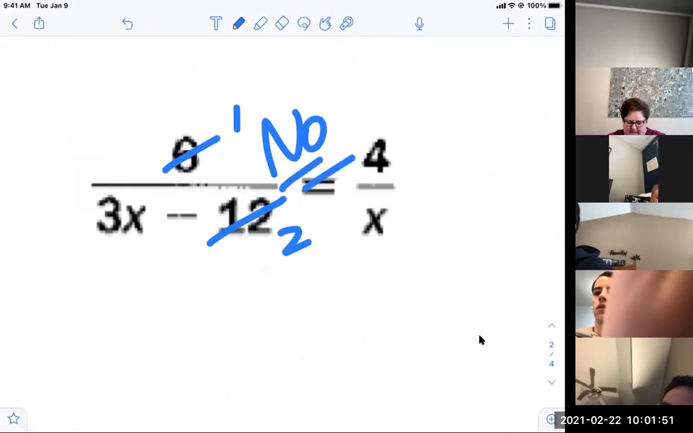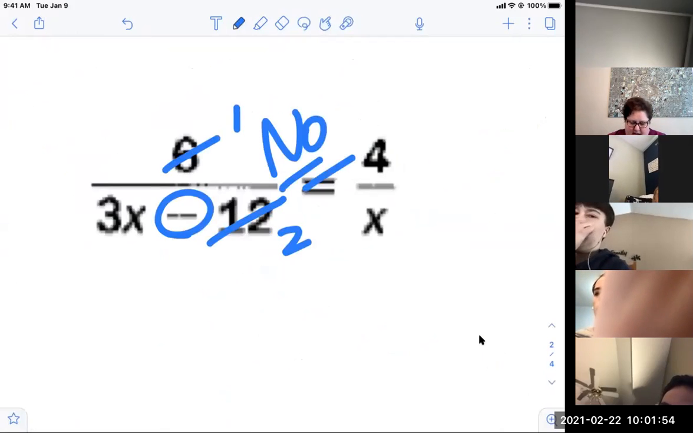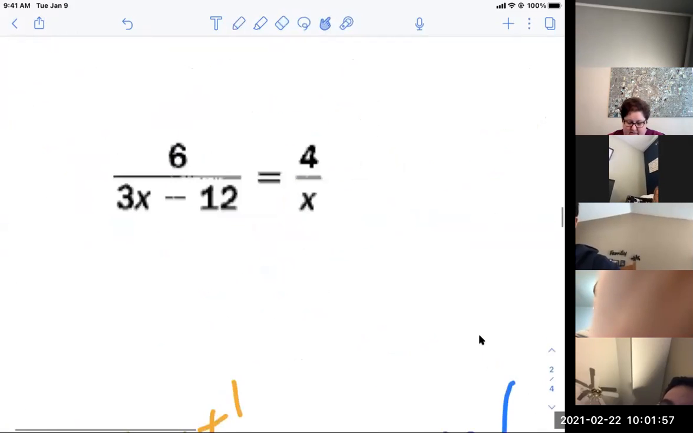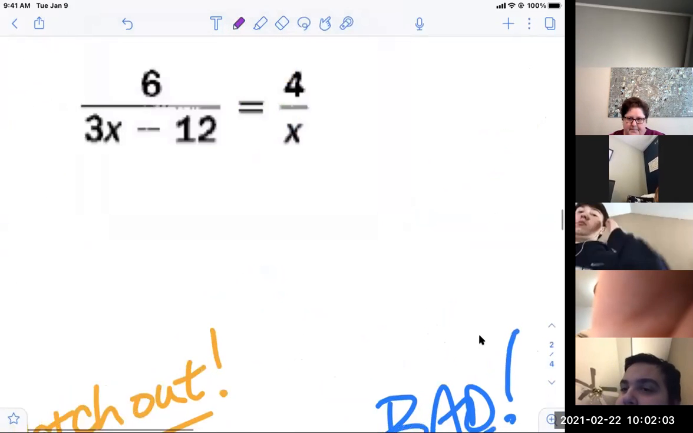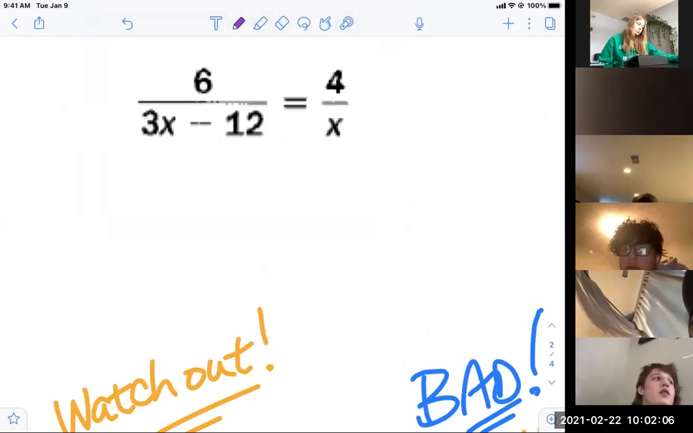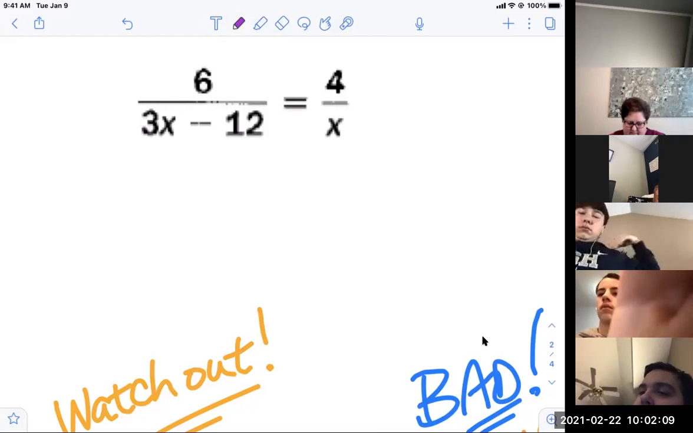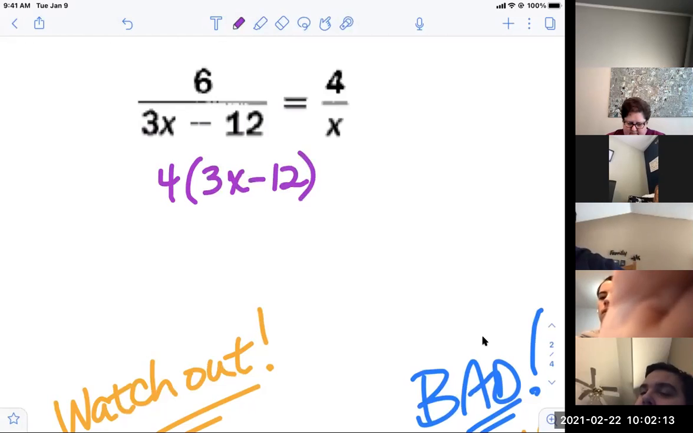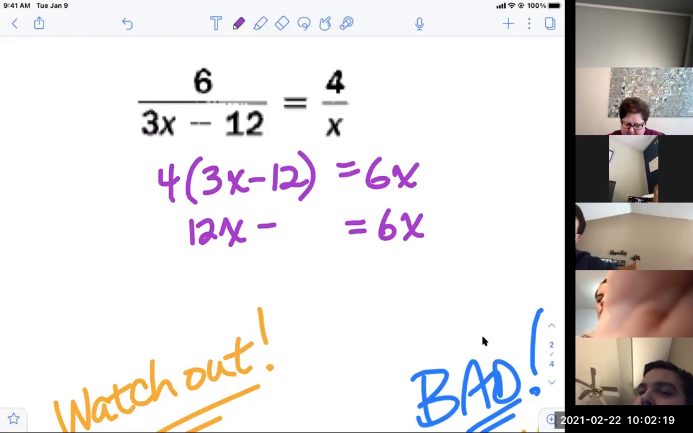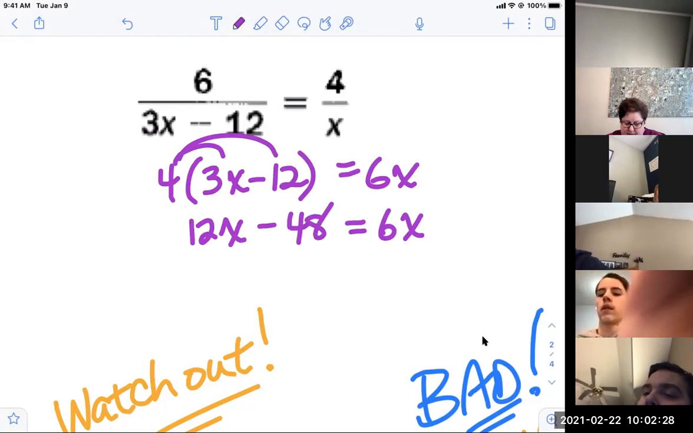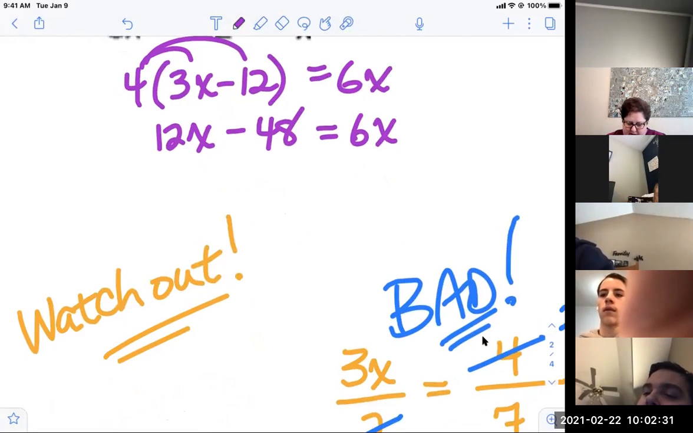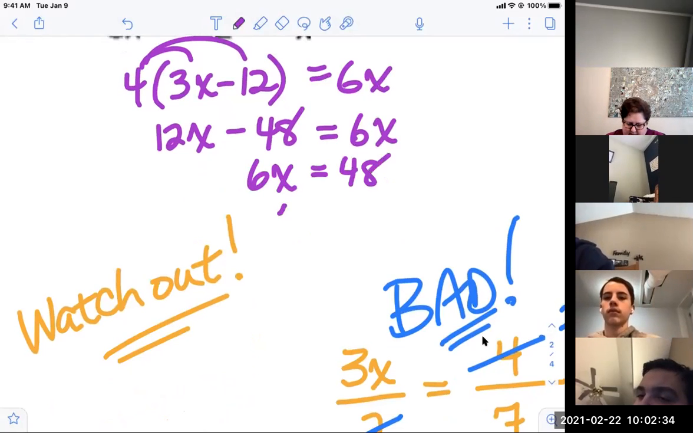And that's because of this subtraction sign there. Whenever there's a subtraction, it makes the simplifying a little more difficult. So on this one, I would just cross multiply. Jerron, tell me what that's going to be when you cross multiply. 4 times 3x minus 12 equals 6x. Okay, so 12x minus what? 48. Yeah, so again, you don't have to write this step, but it's super important that you remember to distribute. Sometimes it's a good idea to write that just to make sure you're not going to forget to distribute. So 6x equals 48, x would be 8.